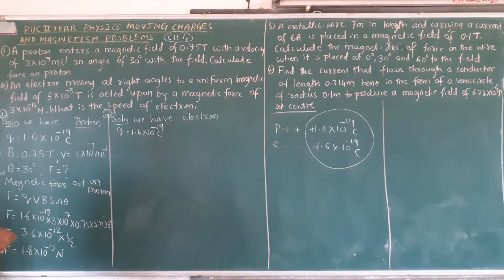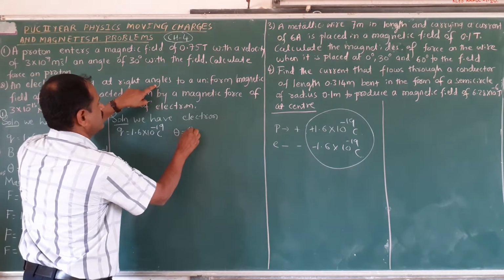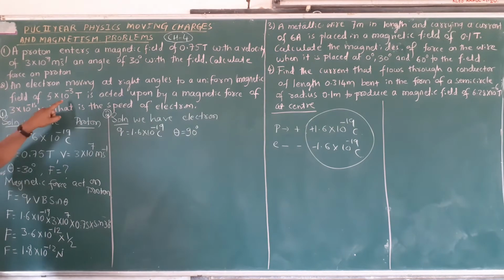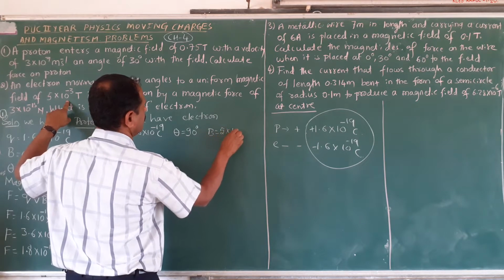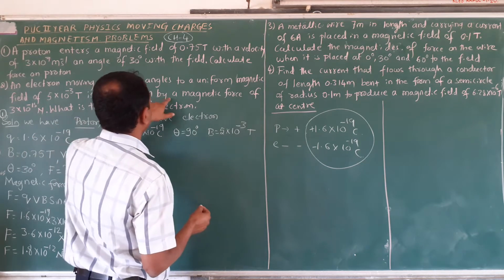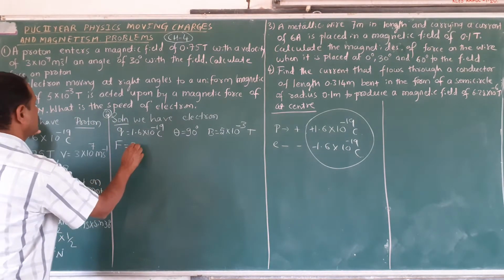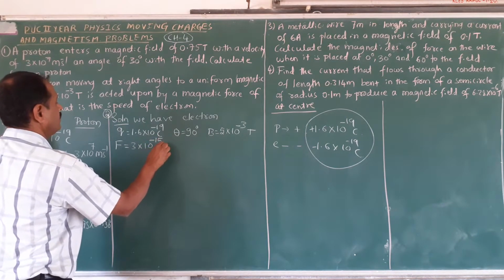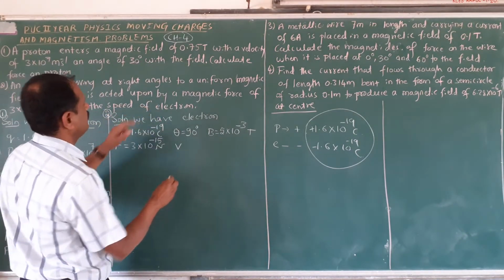Now, an electron moving at right angles, theta is equal to 90 degree, to a uniform magnetic field of 5 into 10 to the power of minus 3 Tesla, is acted upon by a magnetic force. Magnetic force F is 3 into 10 to the power of minus 15 Newton. What you have to calculate is the speed of the electron.